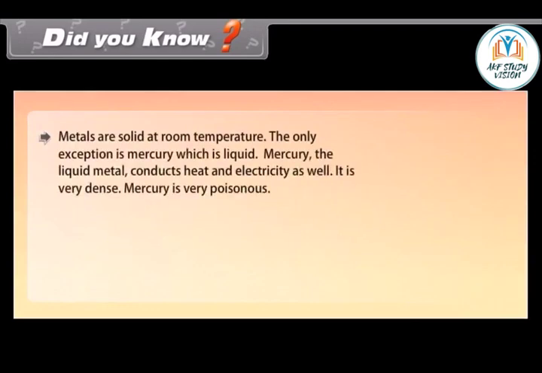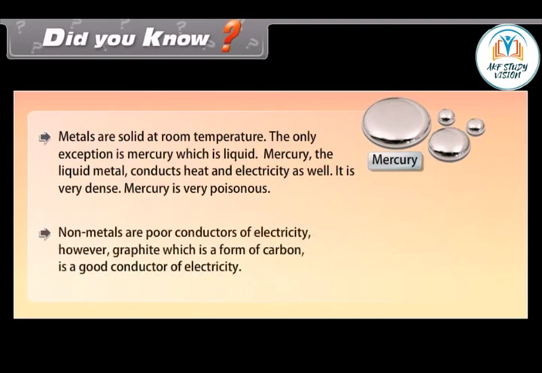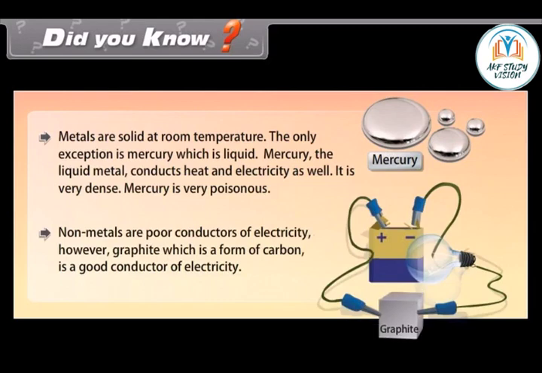Did you know? Metals are solid at room temperature. The only exception is mercury, which is liquid. Mercury, the liquid metal, conducts heat and electricity as well. It is very dense. Mercury is very poisonous. Non-metals are poor conductors of electricity. However, graphite, which is a form of carbon, is a good conductor of electricity.